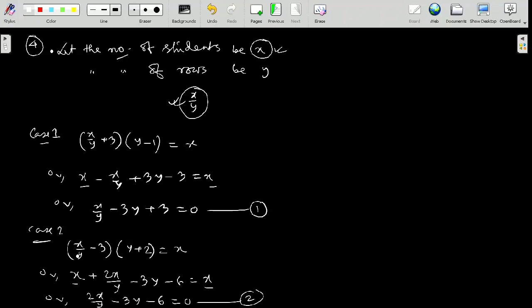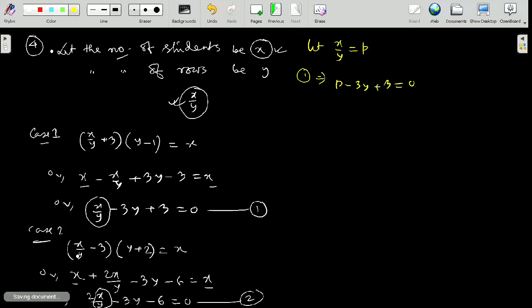Since in the first equation there is x by y, and also in the second equation x by y, better you substitute this x by y by any variable. Let x by y is equal to say p. Now substitute in 1. In place of x by y, put p. So p minus 3y plus 3 is equal to 0.